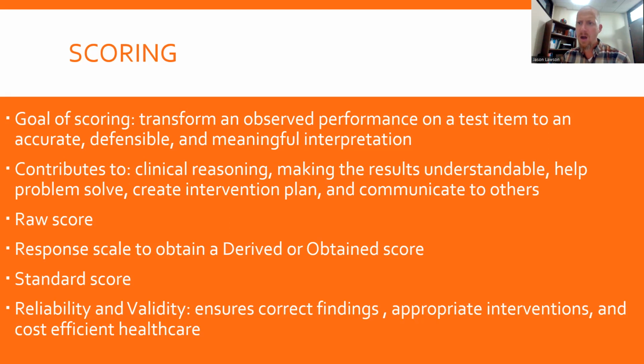Some of the real common scores that we'll come across are raw scores. We call them raw scores because we typically simply add up the numbers in a column. From that raw score, we might also come up with a scale for a derived or an obtained score. Again, these are just different types of scores that will probably make more sense when we start covering certain assessment tools, and we're having to figure out what some of these scores are.